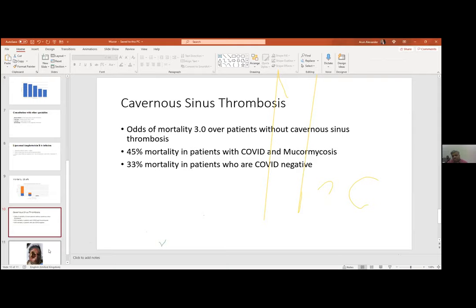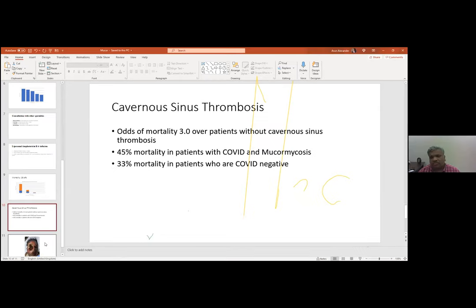Now, we have a hypothesis. If you look at literature about cavernous sinus thrombosis worldwide, we find that it has a higher mortality, and you're expecting a higher mortality. We believe that if a patient comes with cavernous sinus thrombosis, generally he or she will not receive a thrombotic agent. We don't give them heparin. But all patients with COVID under admission invariably were getting heparin. So we believe that the use of heparin probably had a beneficial effect in those that had COVID and mucormycosis.